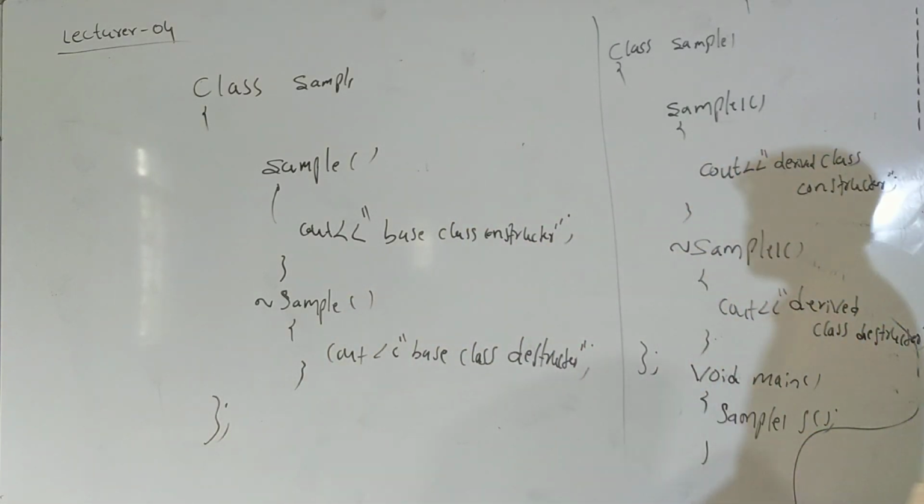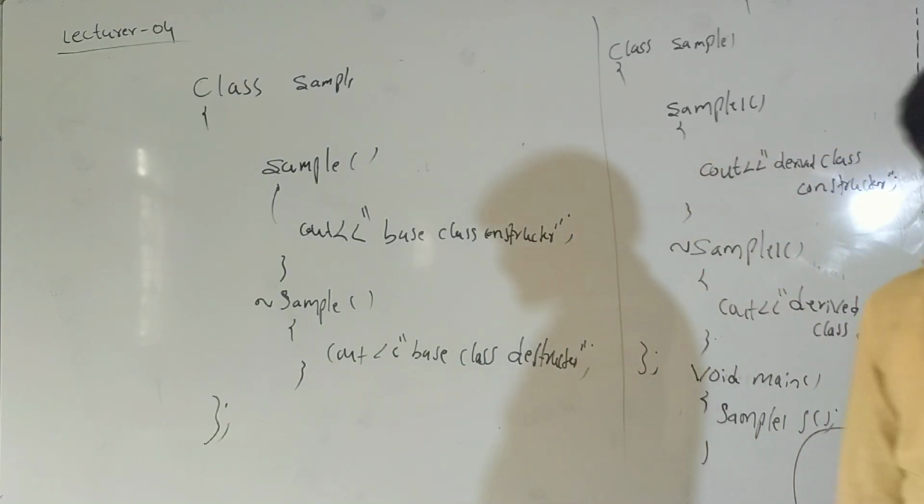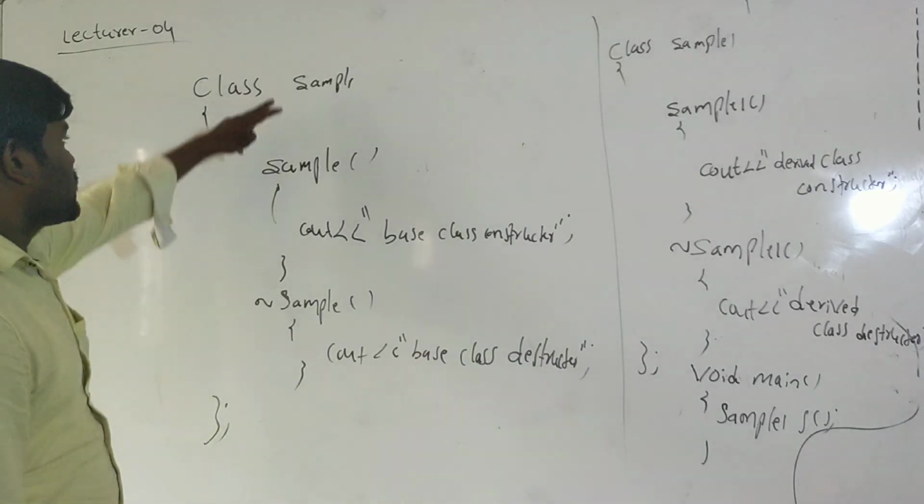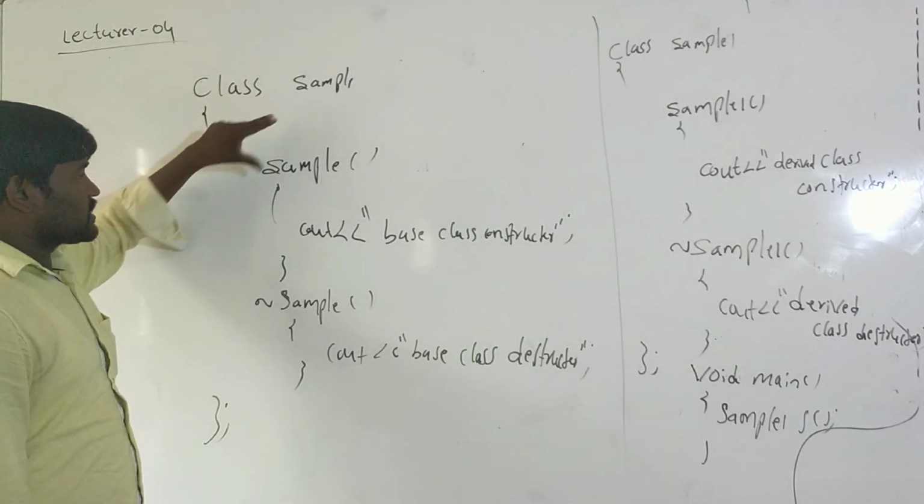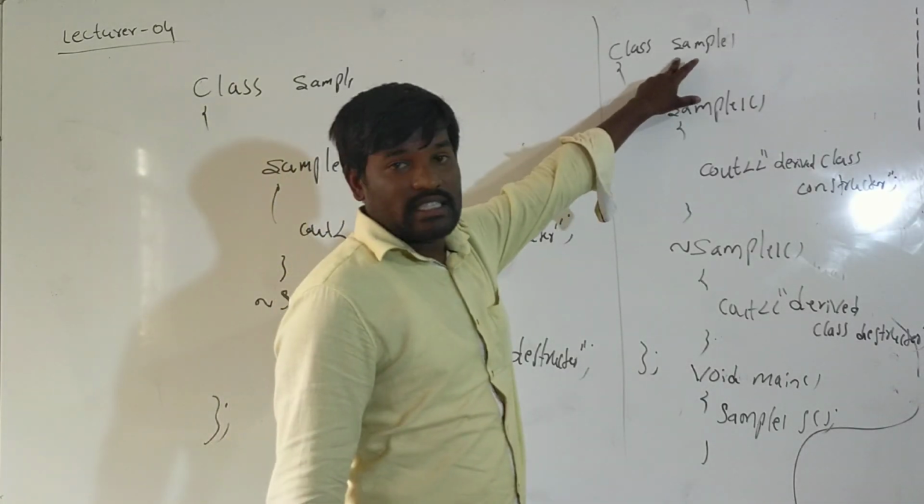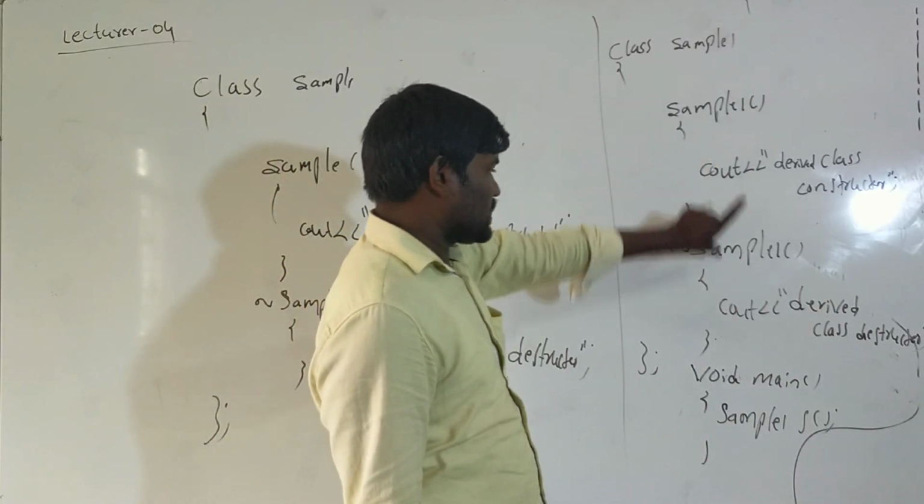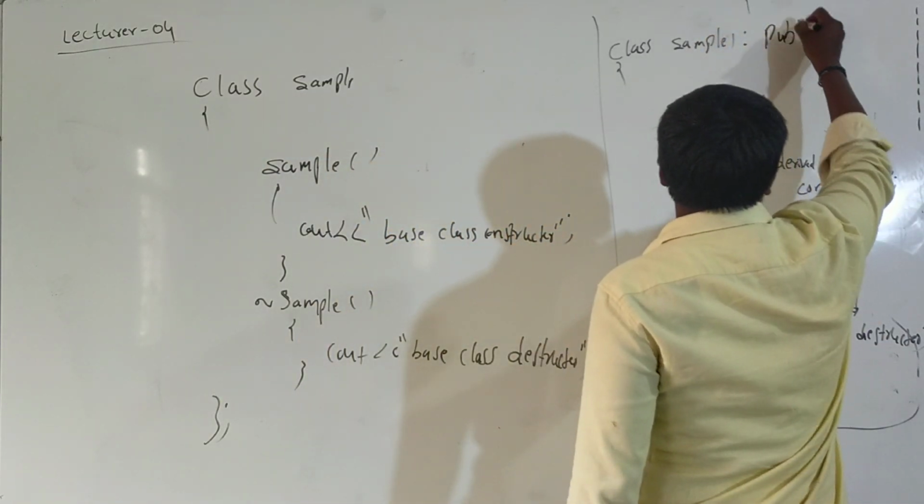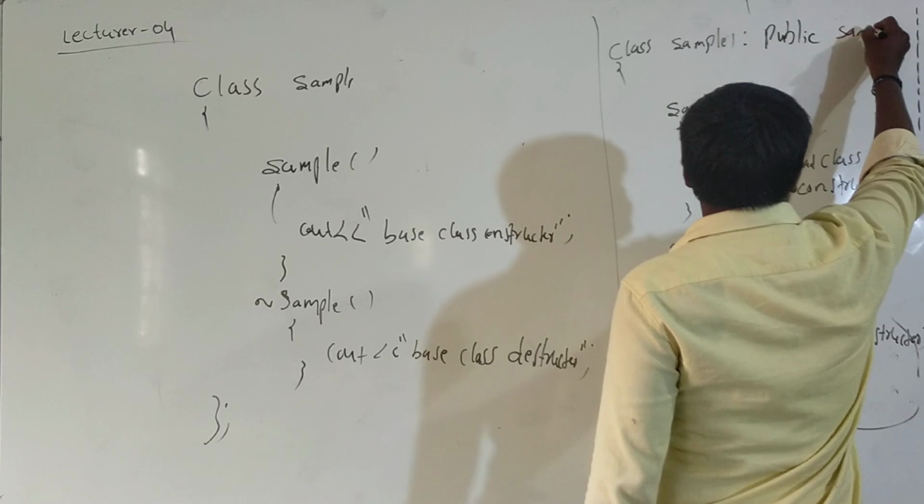See here, this is the example. Constructors and destructors used in inheritance. Here sample is the base class. It consists of one constructor and one destructor. In the same way, the derived class sample1 again consists of one constructor and one destructor. Compulsorily we write public sample.